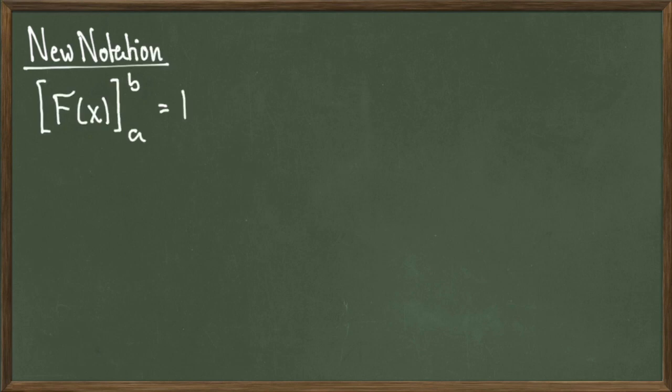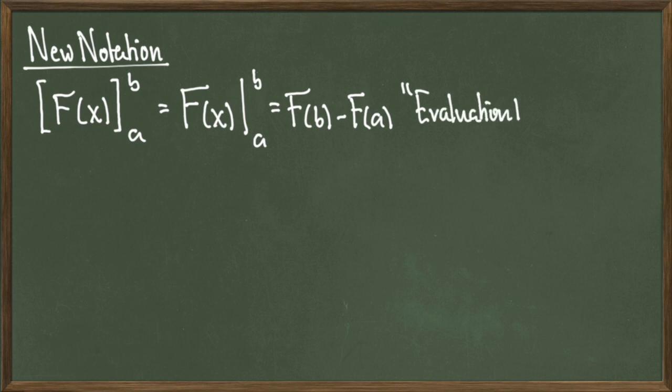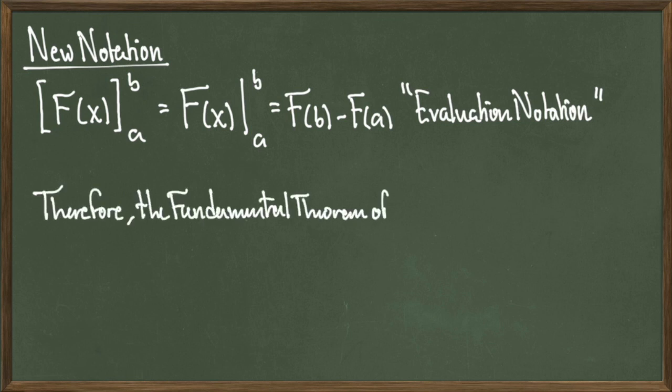Putting capital F of x in brackets and giving a sub and superscript of a and b is just another way of writing the right-hand side of the fundamental theorem of calculus. Alternatively, one may write a vertical bar next to big F of x and sub and superscript it with an a and b. You get the same result. This is all known as evaluation notation.